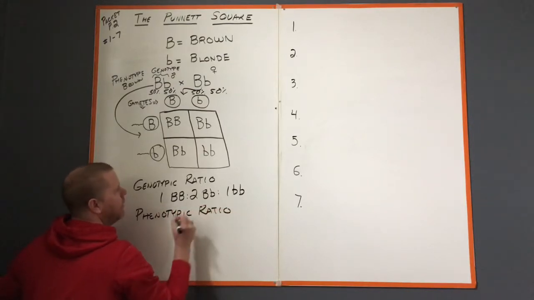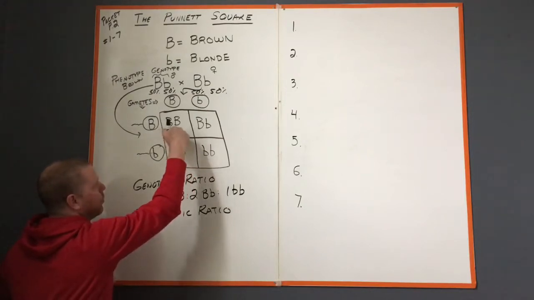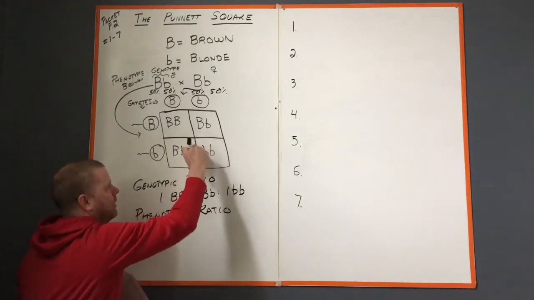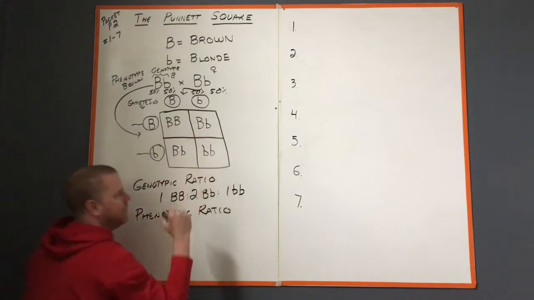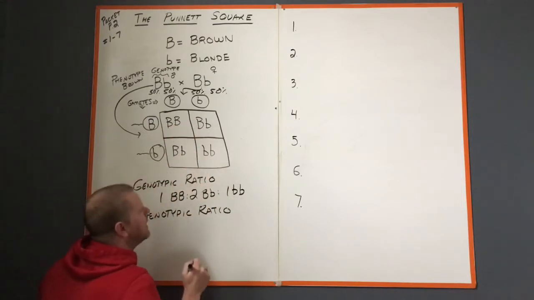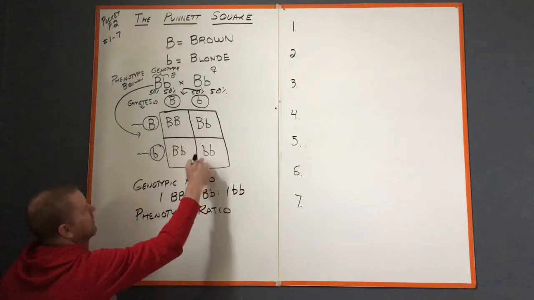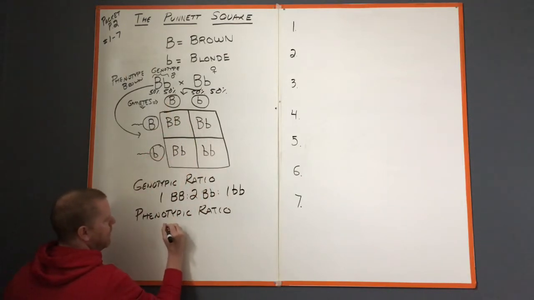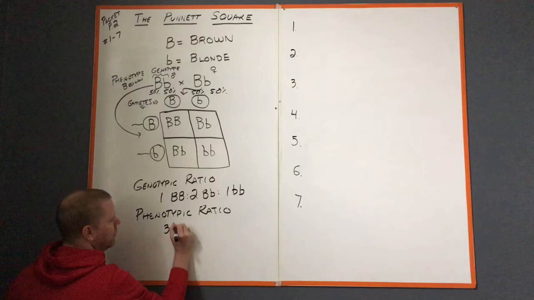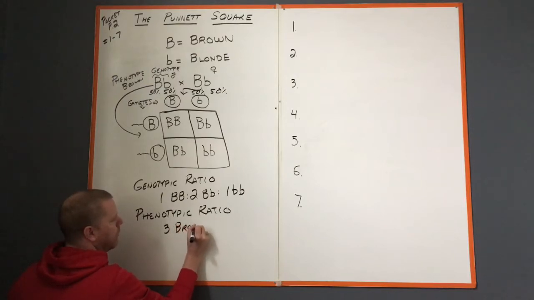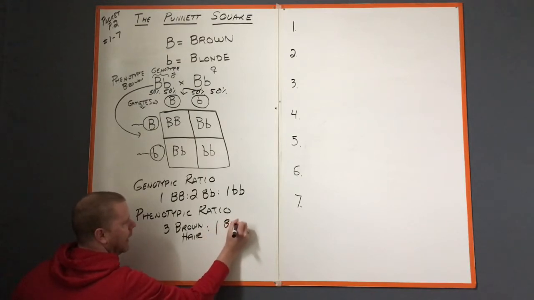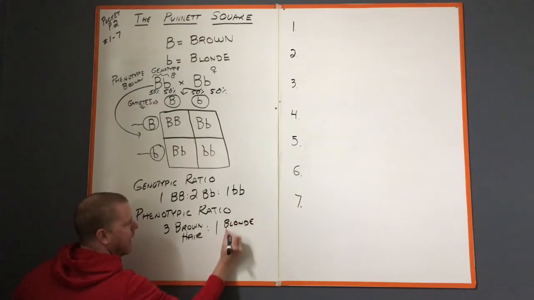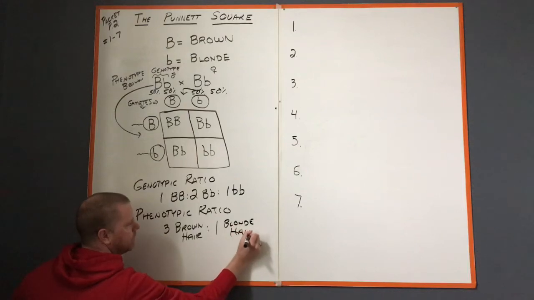Now, if we looked at this from a phenotypic ratio standpoint, however, here is what would happen. We would end up having a brown, a brown, a brown. Why? Dominant, dominant, dominant. And this would be the only blonde. And it's the only way we can get a blonde child because it is recessive. And so what would end up happening for phenotypic ratios, we would have 3 brown hair to 1 blonde hair. Okay? If I asked you to do that.